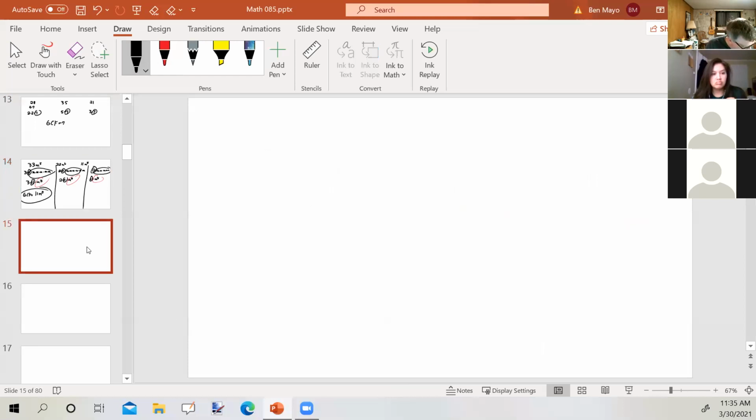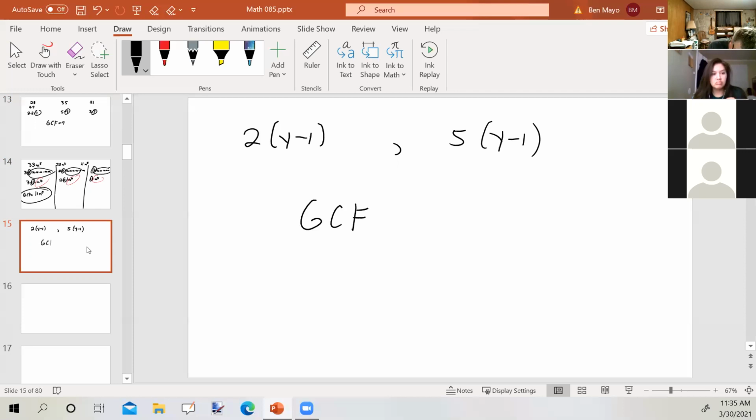How about this one? 2 times the quantity y minus 1 and 5 times the quantity y minus 1. Well, the factors of the first number are 2 and the quantity y minus 1. The factors of the second number are 5 and the quantity y minus 1. So the greatest common factor is the quantity y minus 1.